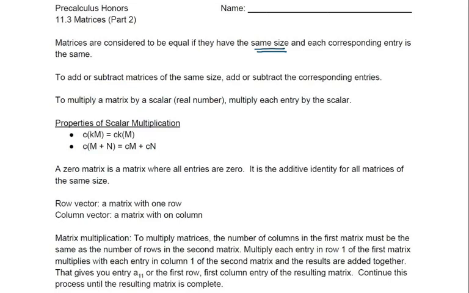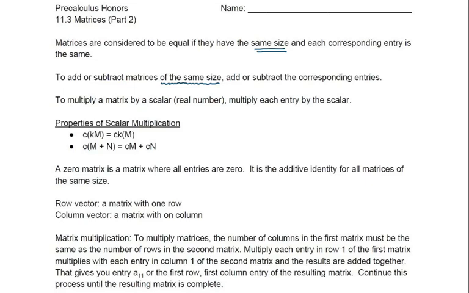To add or subtract matrices, one, they have to be the same size. Once we see that they're the same size, to add or subtract them, you would just add or subtract the corresponding entries between matrices, meaning row 1, column 1 plus row 1, column 1 in the second matrix gives you the entry in row 1, column 1 of your answer matrix or your resulting matrix.